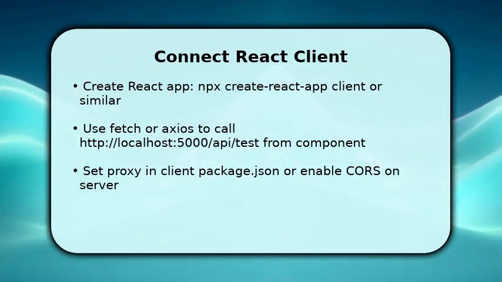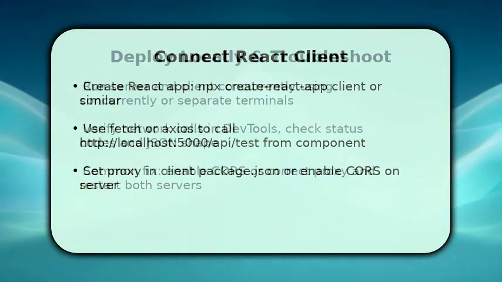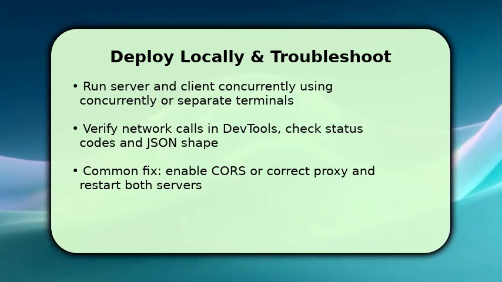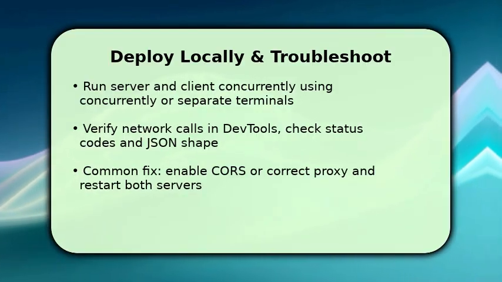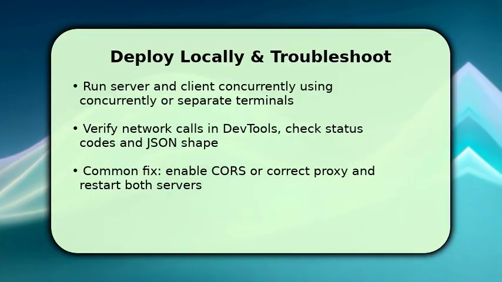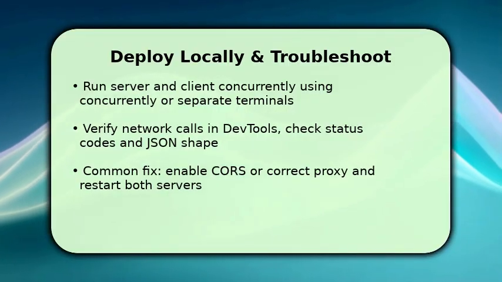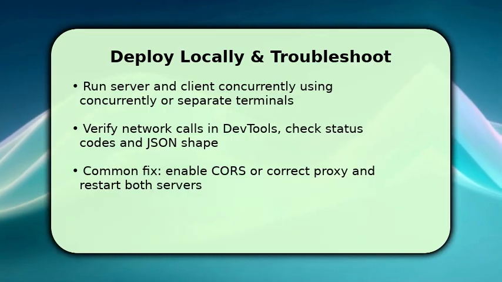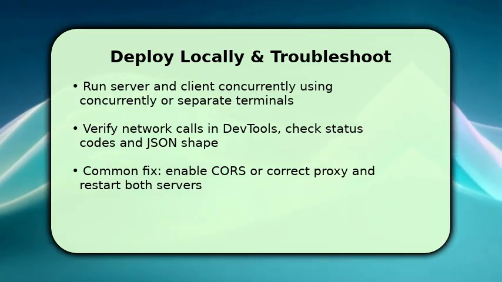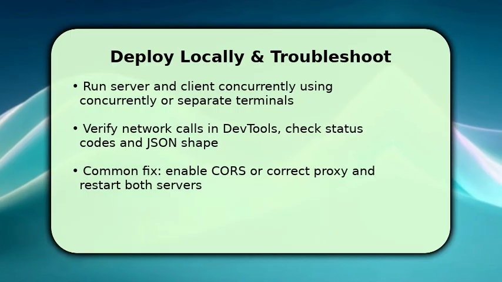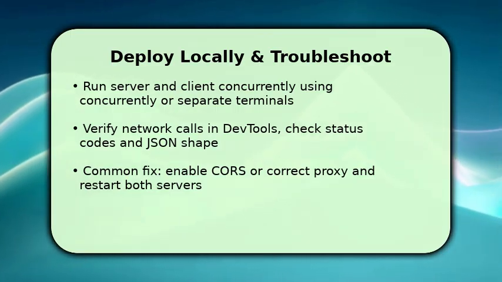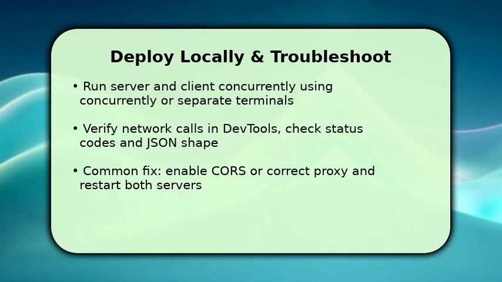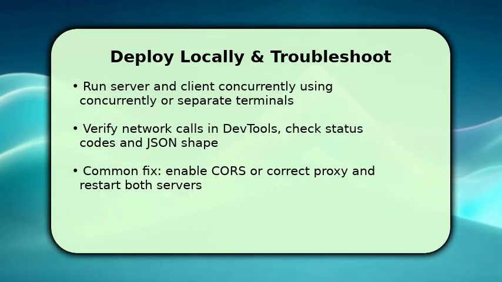You finish by running both sides together and verifying requests in the browser. Start Node and the React dev server, then inspect the Network tab to confirm 200 responses and proper JSON shape. If you see blocked requests or 404, make sure CORS middleware is enabled on Express or the client proxy is correct. Then restart servers. One key troubleshooting tip: if responses are empty, log the server output and verify route paths exactly match the client fetch URL.